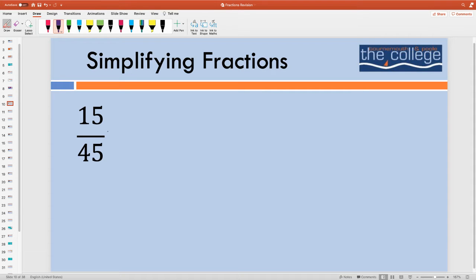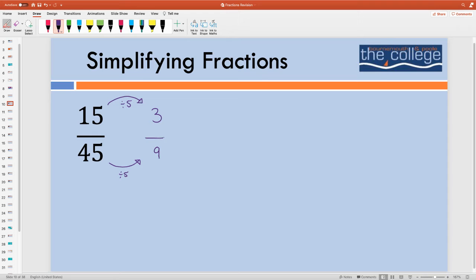So we're looking at this, and both of them end in a 5. So let's go for dividing by 5, because any multiple of 5 will end in a 5. So that's a nice simple one to start off with. Divide top and bottom by 5, and if you divide 15 by 5, you get 3. And if you divide 45 by 5, you get 9.